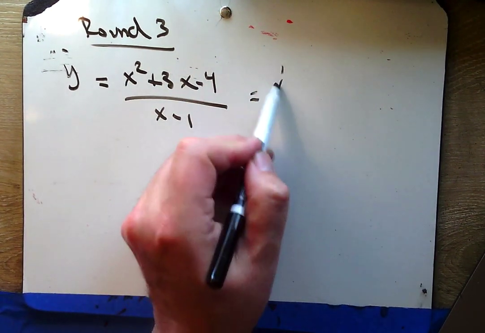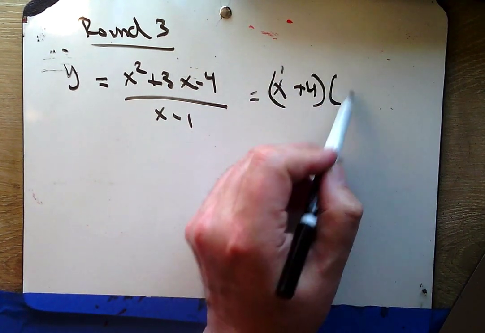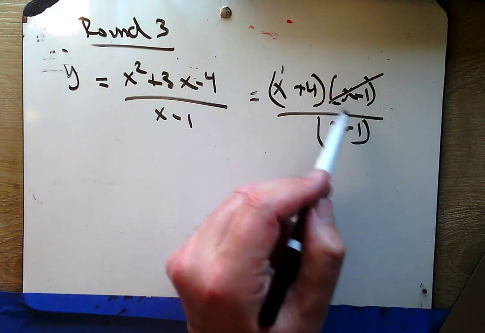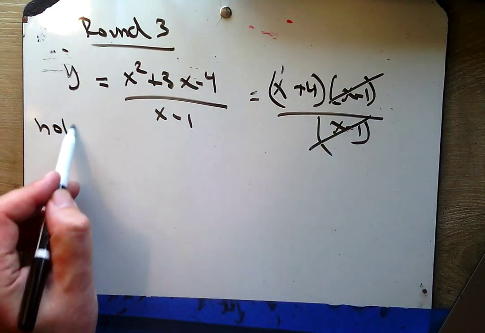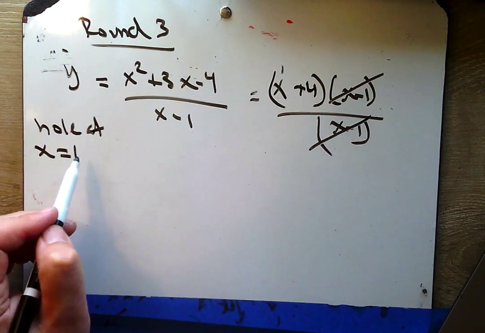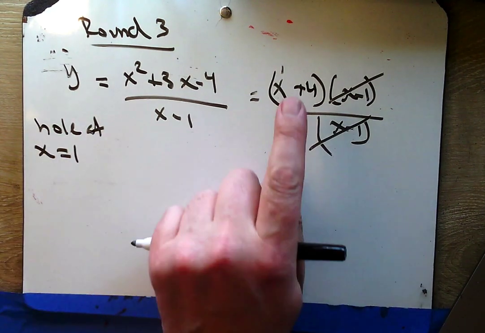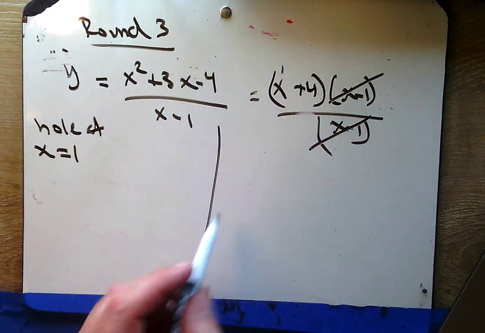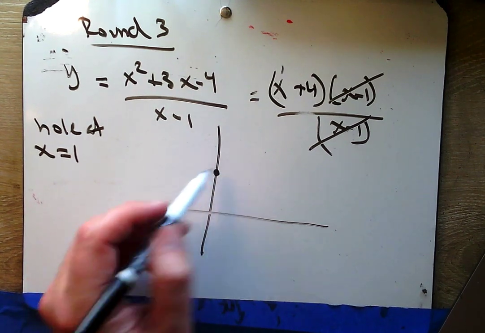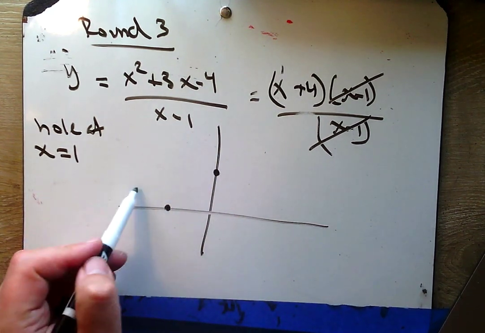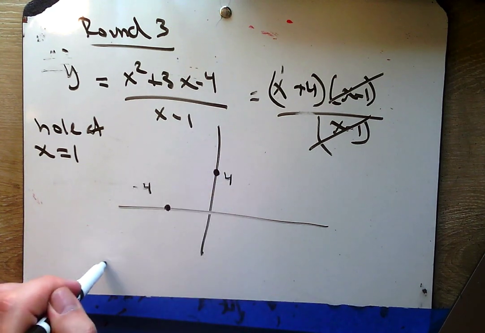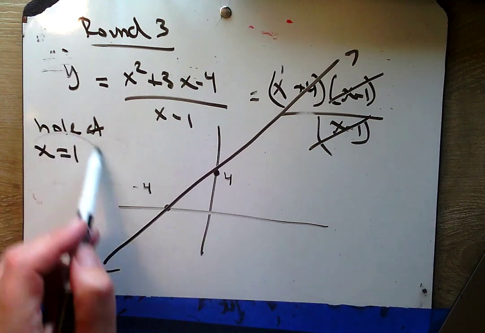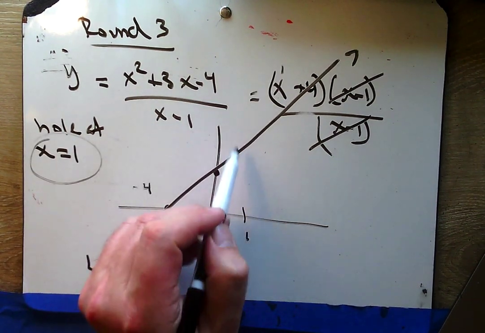So if I factor the top, I've got x plus 4 and x minus 1. I also have an x minus 1 on the bottom. That means there's a hole at x equals 1. Okay? And this is the thing I'm supposed to graph. This is a linear function. It has a slope of 1 and a y-intercept of 4. -4, 4, and that's what I'm graphing. But at x equals 1, there's a hole.